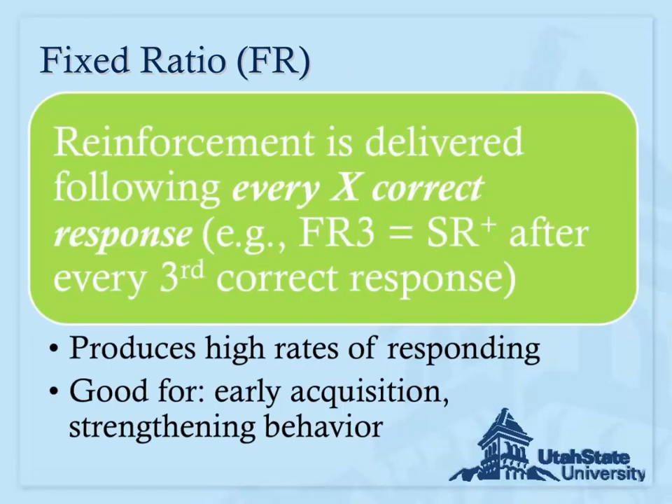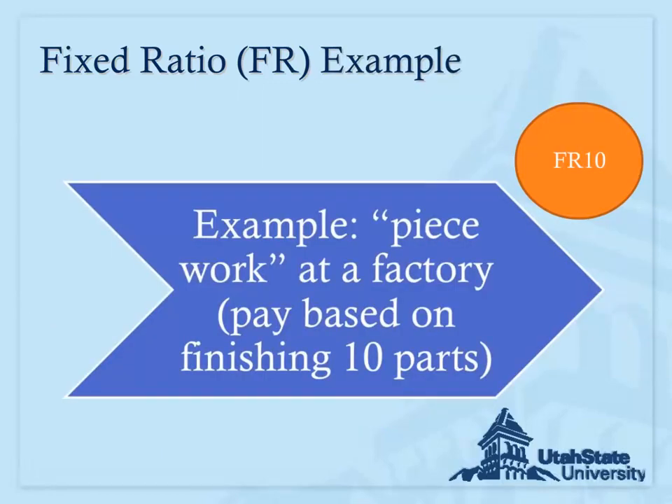A fixed ratio schedule, abbreviated FR, is when reinforcement is delivered following a pre-specified number of correct responses. This method is great for strengthening behavior as it produces high rates of responding. One easy example of fixed ratios is a person working on an assembly line. They may get paid for every 10 parts that they make. They can work as fast or as slow as they want, but they will only get their reinforcement after the 10th part is made. To make things simple, this would be abbreviated as FR10.